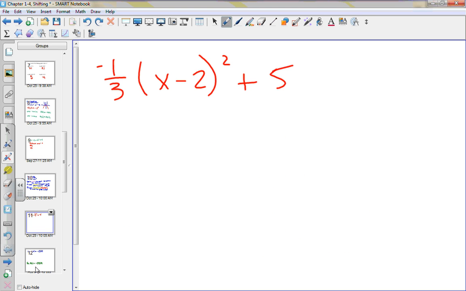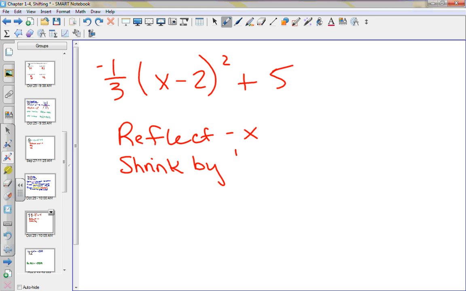Go from left to right, please. What's the first thing you see? Negative. What's the negative do? Reflects it over the x. What's the 1/3 do to it? It's a shrink by a factor of what? By 1/3. What's the 2 do? It's going to the right 2, and what does the 5 do? Do we all understand this?